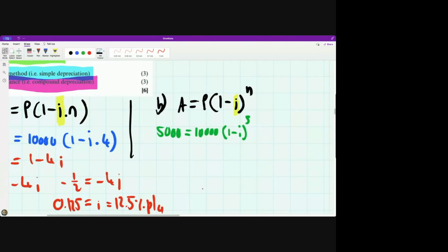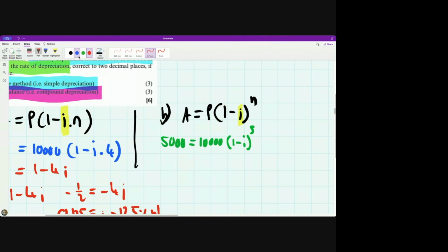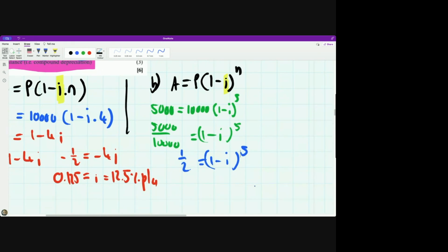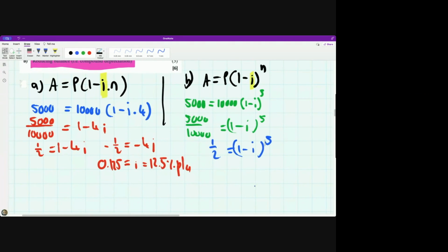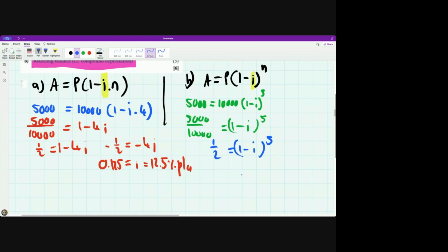Okay, let's try and do this one. So this one over here, I bring this across. I've got 5,000 over 10,000 is 1 minus I to the power of 5. And this pesky power of 5 is making my life difficult. Can anybody help me? How do I undo a power of 5? What is the opposite of a power of 5?